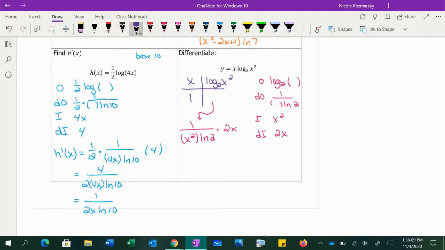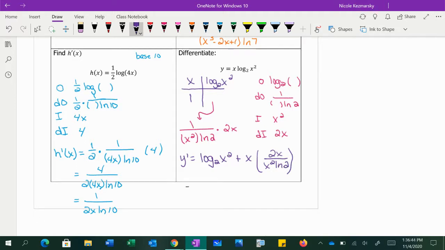Putting this all together, we can say y prime equals, we'll do the diagonal lower left to upper right, so that's going to be 1 times log of x squared base 2 plus then we're going to say x times the derivative that we just got. So the chain rule that we just did. And so that chain rule that we just did is 2x over x squared natural log of 2. I just kind of merged it together there.